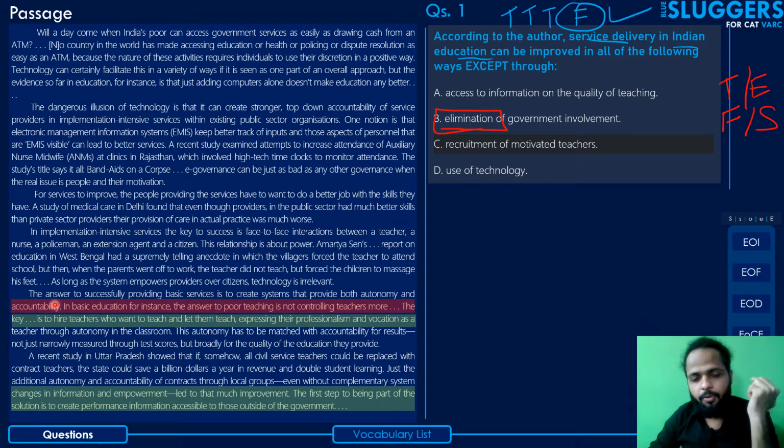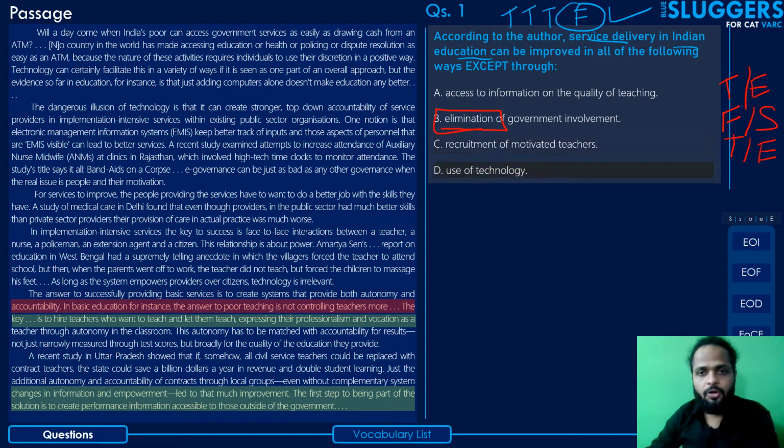See guys, the point of reference that is marked in red is for the second option, elimination of government involvement, from where one might have mistakenly assumed this to be true. This red one is the point of reference for option B, from where someone may have assumed that the author is trying to imply elimination. No, he's not trying to imply elimination. He's trying to imply autonomy. That's it. Basically, not force people who don't want to teach. Anyhow, option C is clearly mentioned and hence is true and can be eliminated quite easily.